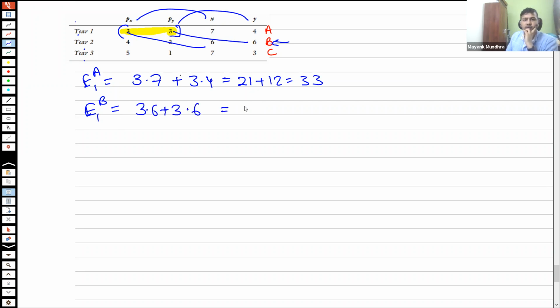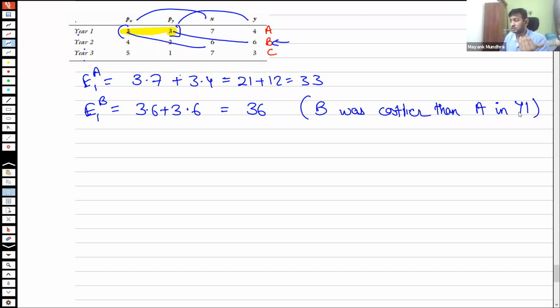So that is going to be equal to 36, which means that bundle B was costlier than A in year one. So I cannot compare when a bundle is costlier. When a bundle is costlier, you could have not bought it because it was not affordable, or you could not have bought it because you did not like that bundle. I cannot compare when a bundle is costlier.